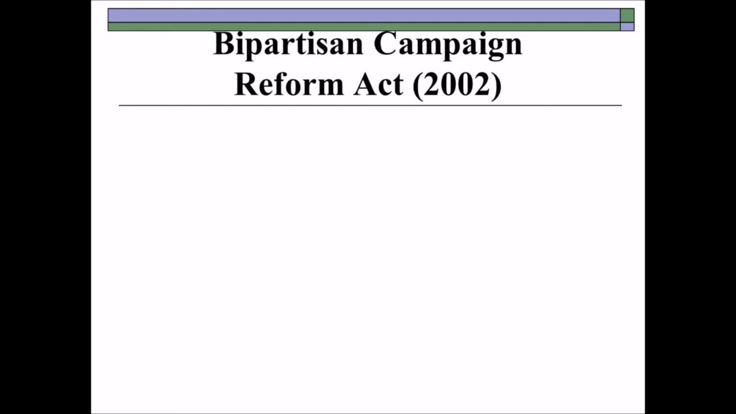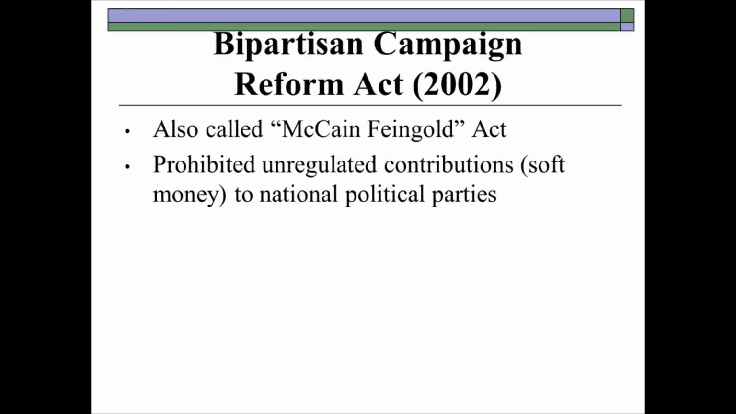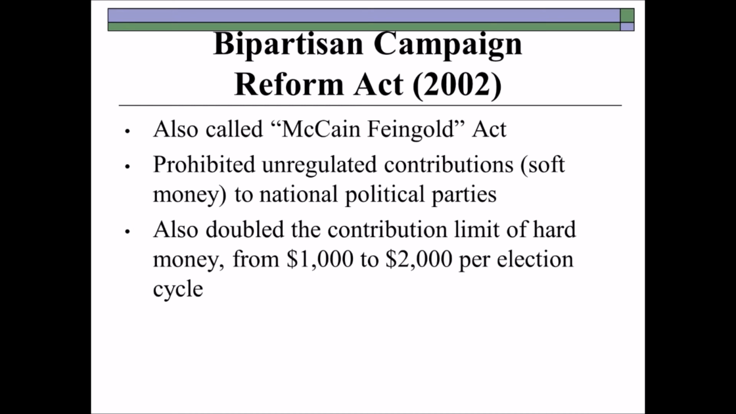Then you have the Bipartisan Campaign Reform Act of 2002. It's sometimes abbreviated BCRA, and it's also called McCain-Feingold. It prohibited the unregulated contributions of soft money to national political parties. It also doubled the contribution limit of hard money from $1,000 to $2,000 per election cycle.